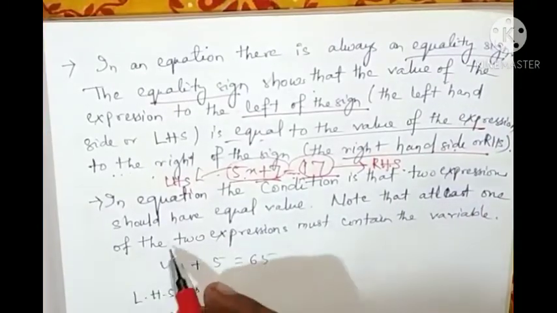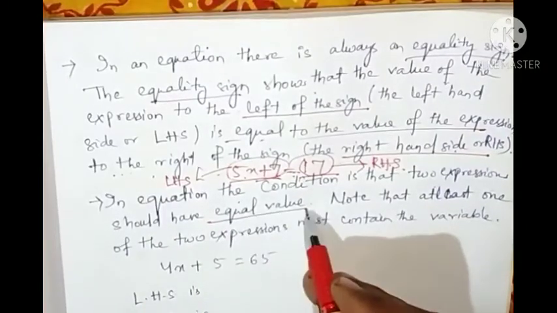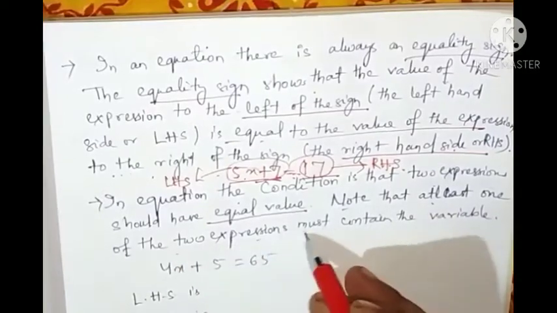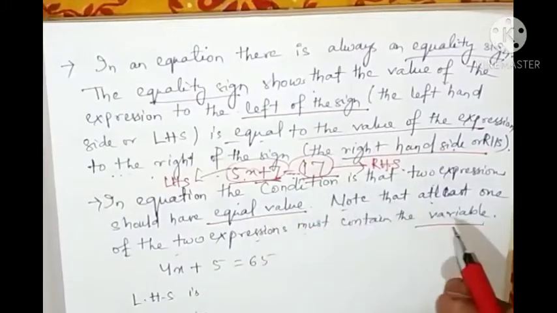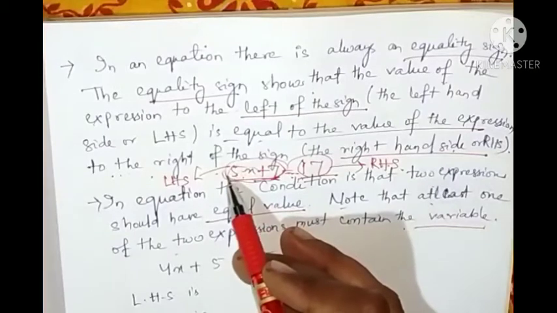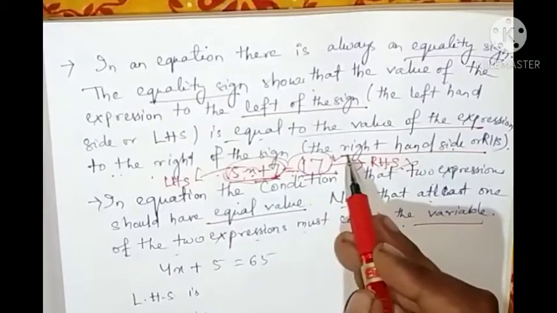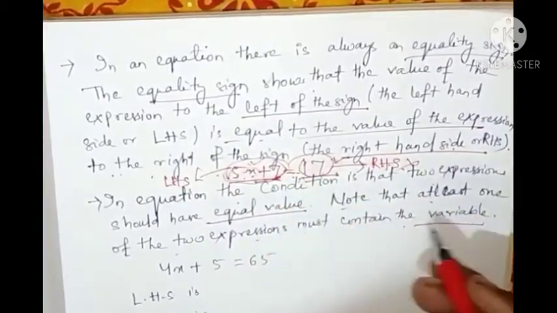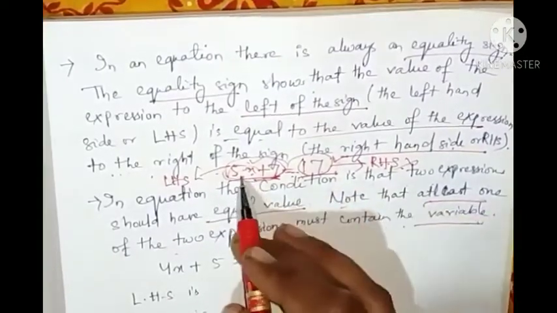So in an equation the condition is that two expressions should have equal value. Note that at least one of the two expressions must contain a variable. Look here. The left hand side contains one variable, but the right hand side does not contain a variable. Only here one variable is there, x. So one expression has one variable.